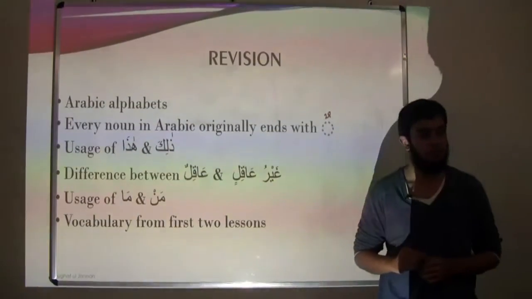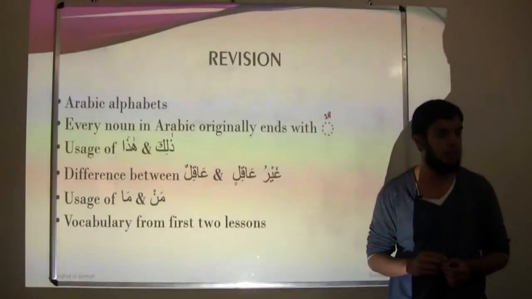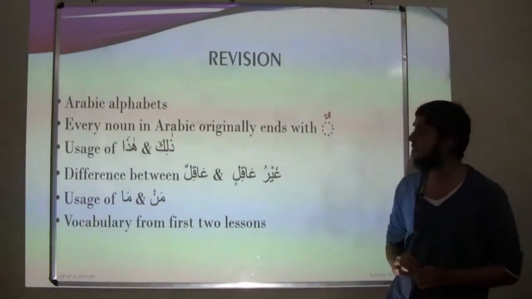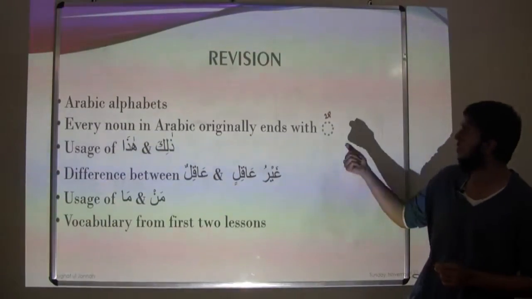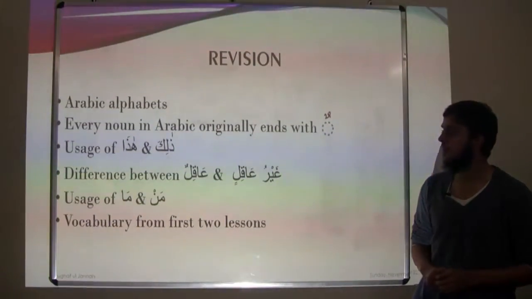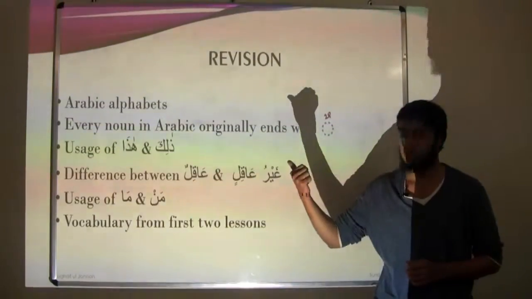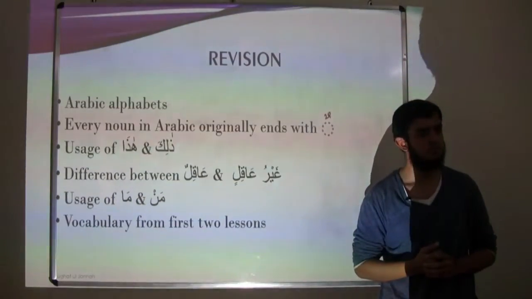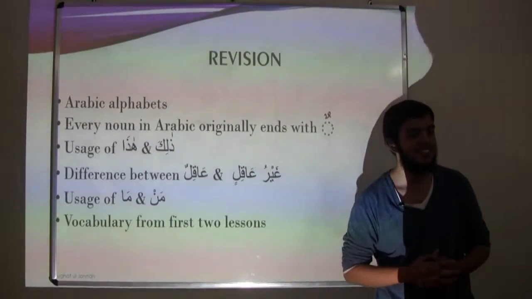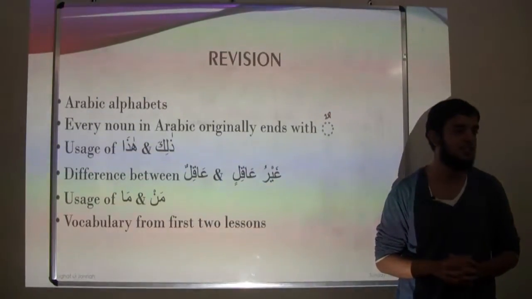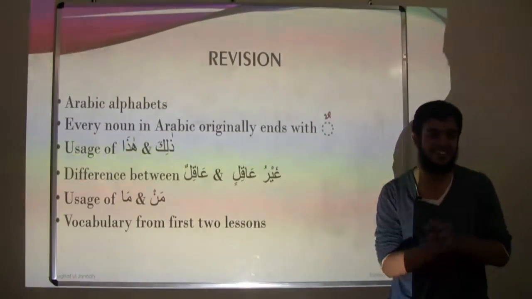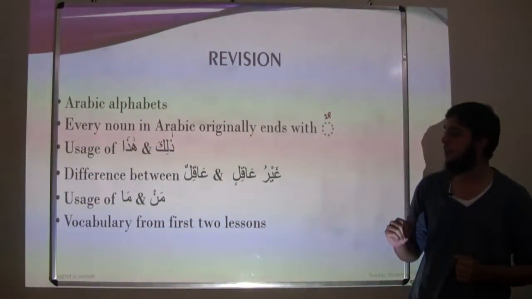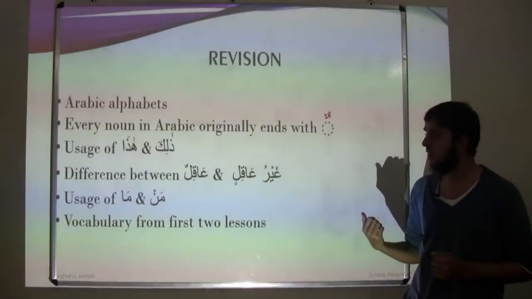We started off with the Arabic alphabets, and we learned that there are 29 Arabic alphabets, and we also learned a rule that every noun in Arabic originally ends with double dhamma. And you may also remember that we learned the usage of hada and zalika. What does hada mean? How would you translate it to English? This. And zalika? That. And we also learned the difference between aqil and ghair aqil.